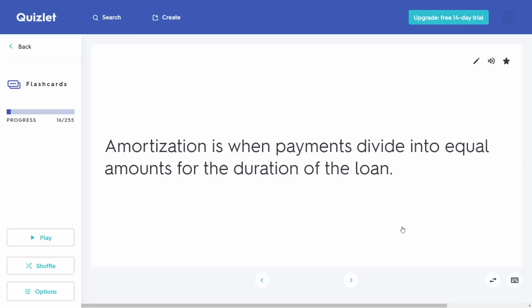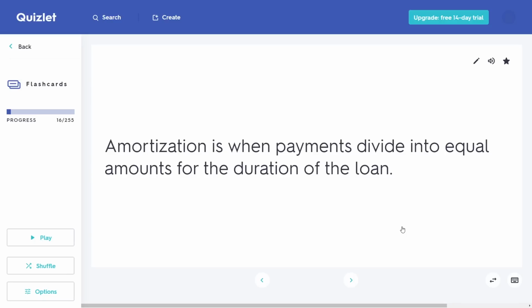Amortization is when payments divide into equal amounts for the duration of a loan. That is the most simple definition, but I think it's the best definition because it actually explains what it does. When you hear things like an amortization schedule, or when does that loan amortize, basically all they're saying is, when are the payments divided, what are the equal amounts, and for what duration. So again, it's complex.